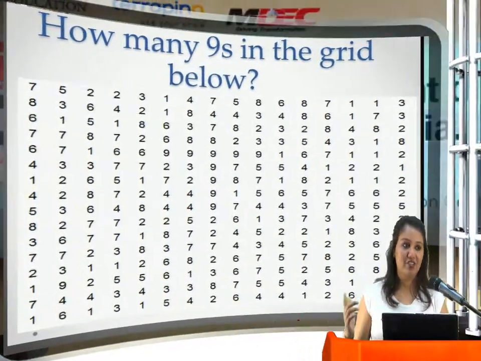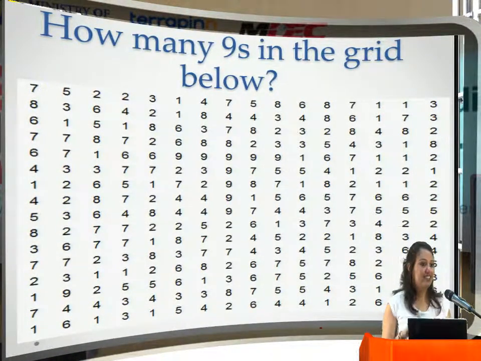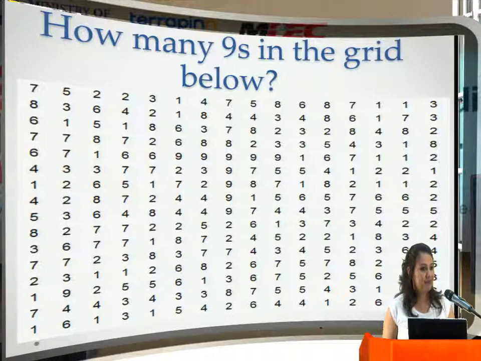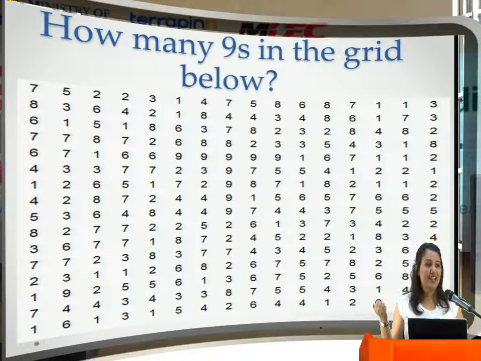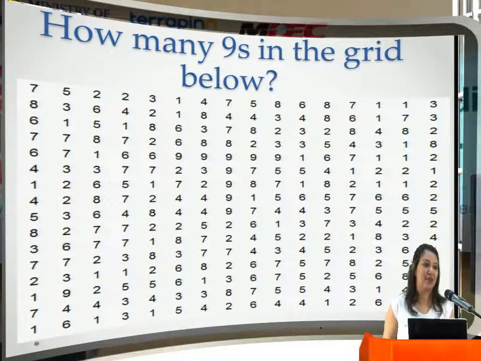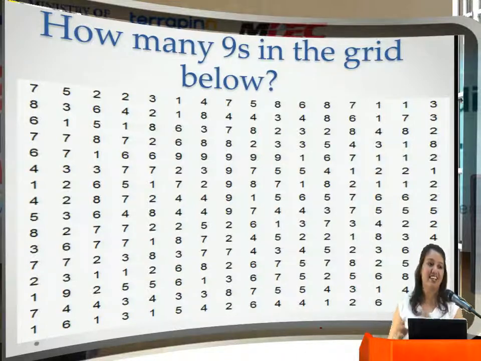So the question is really straightforward. How many 9s are there in the grid below? You can raise your hand and give me the answer. What's your answer, ma'am? Okay, someone's still counting. And what number do we have? Yep, so 10 here. Anybody else? Yep, 12. Okay. Win a 4 GB USB stick right now if you tell me the right answer right away. So we have 10, we have 12. Others are still counting. Okay, 11, 12. So you're reiterating.